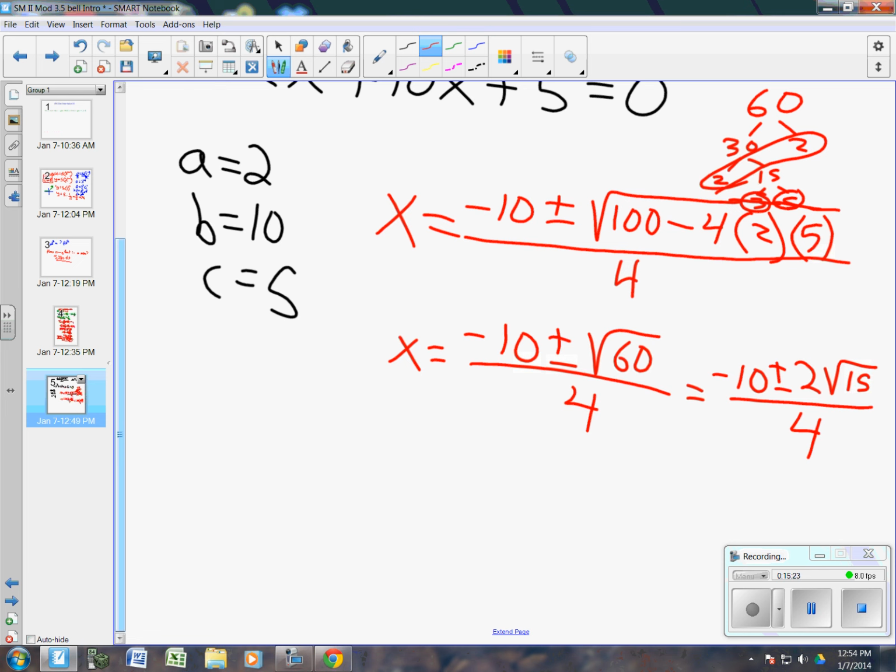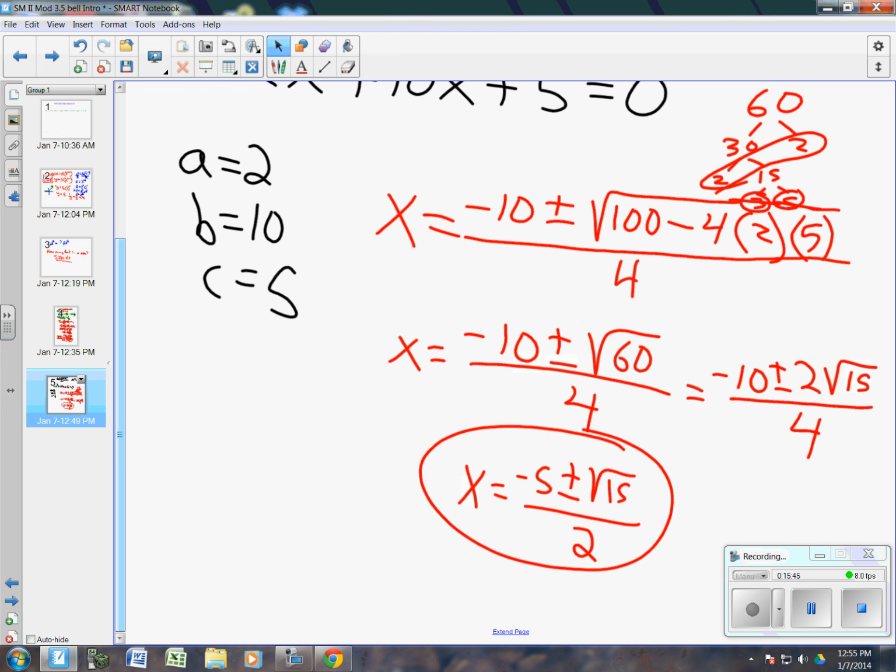Okay. You guys, what number goes into 10, 2, and 4? What number goes into all three of those numbers? 2. 2 goes into all three of those numbers. So we're going to divide 2 into all of them. 2 into negative 10 is what? Negative 5. 2 into 2 is what? 1. So 1 square root of 15, or just square root of 15. And 2 into 4 is? 2. And that's your answer. Negative 5 plus the square root of 15 over 2, and negative 5 minus the square root of 15 over 2. There's 2 answers there.